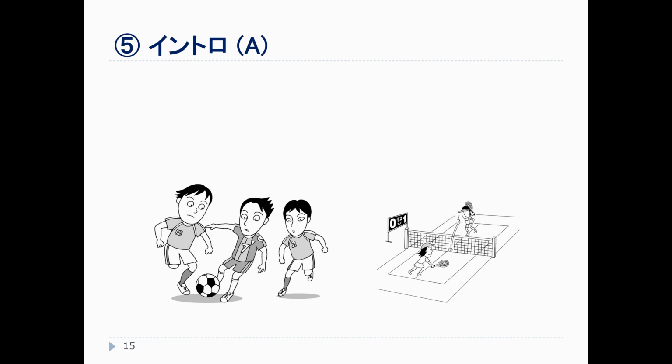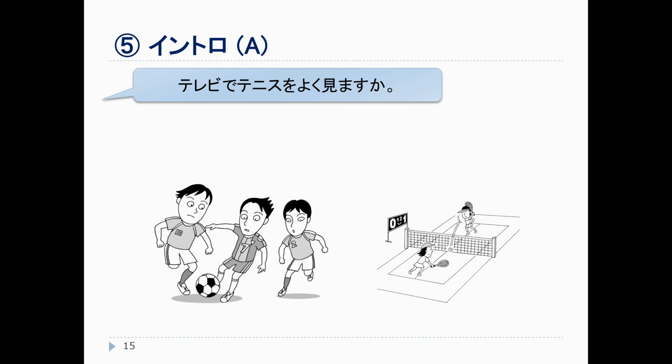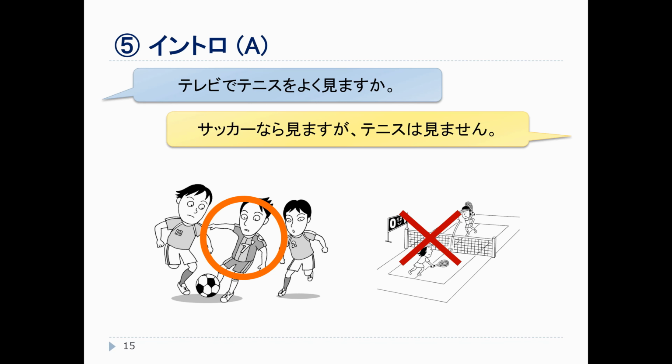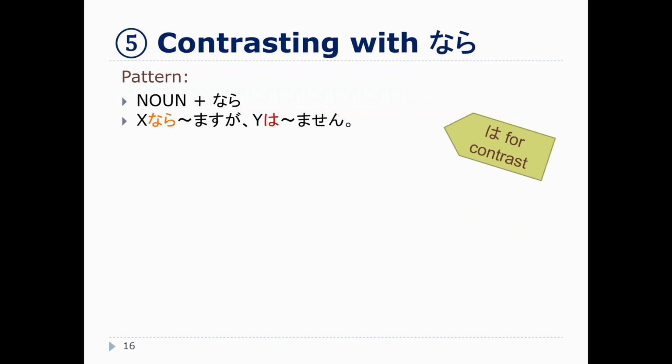皆さん, let's take a look at this conversation next. テレビでテニスをよく見ますか？サッカーなら見ますが、テニスは見ません。This expression, noun plus nada, is used to emphasize a contrast.